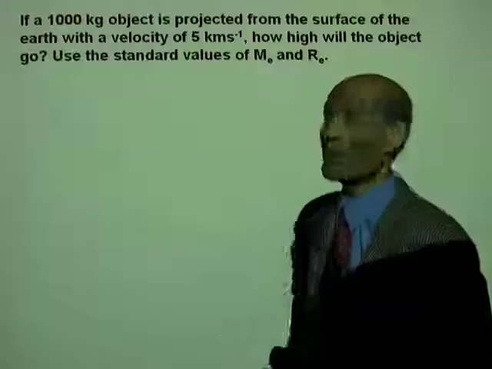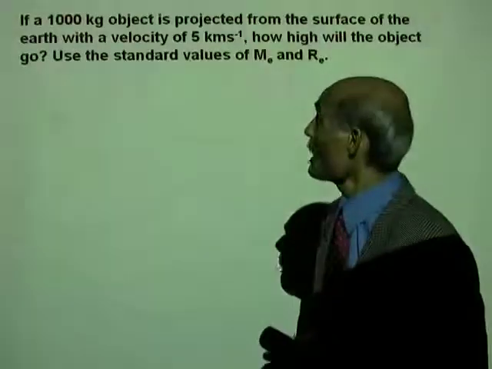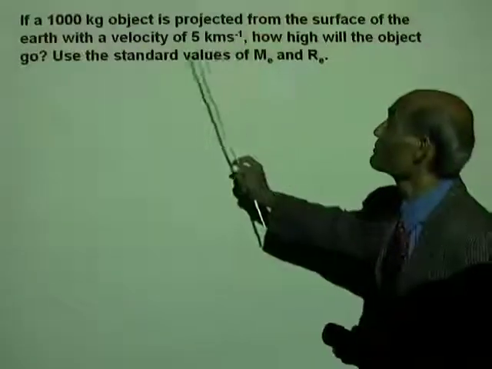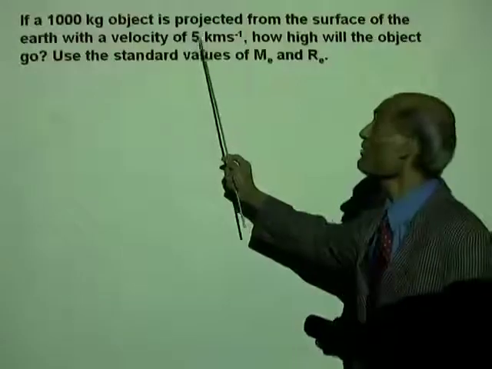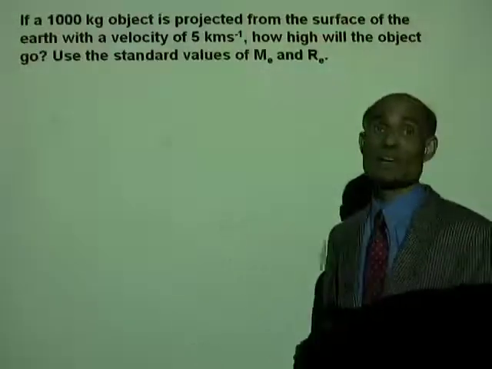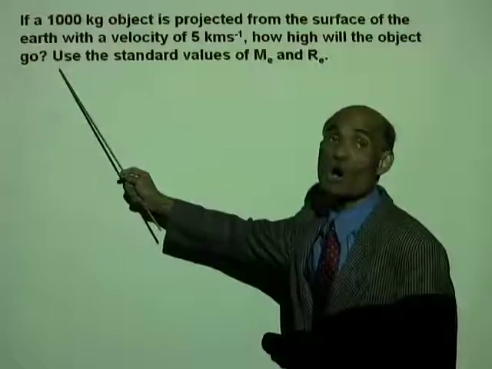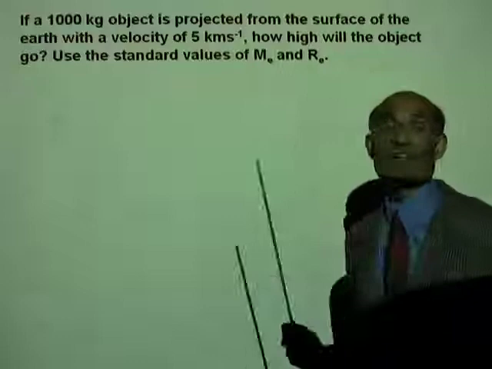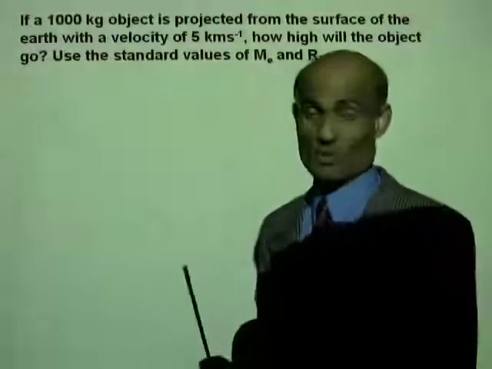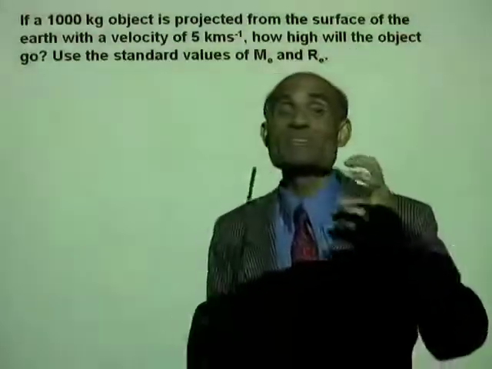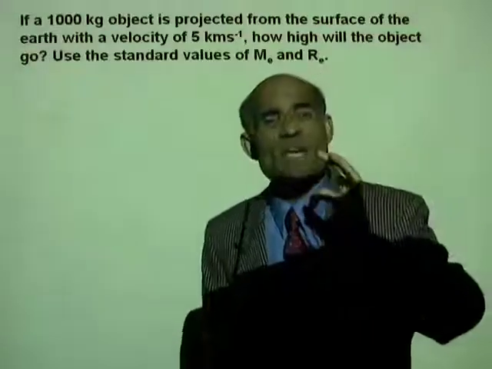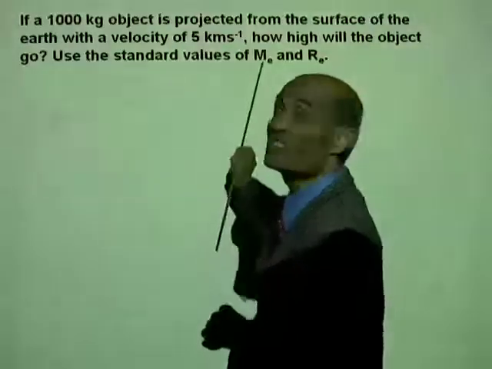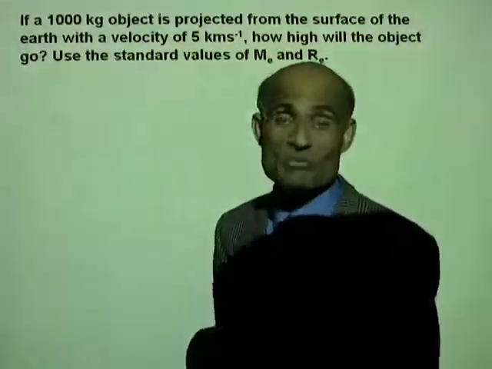Okay, let's do another problem. If a 1000 kilogram object is projected from the surface of the earth with a velocity of 5 kilometers per second, how high will the object go? Use the standard values of mass of the earth and the radius of the earth. Well, wherever possible, we can replace GME by small g Re squared, thereby eliminate the need for using the mass of the earth.